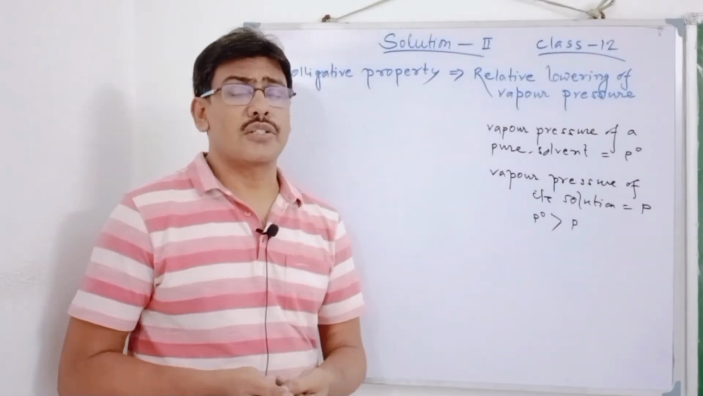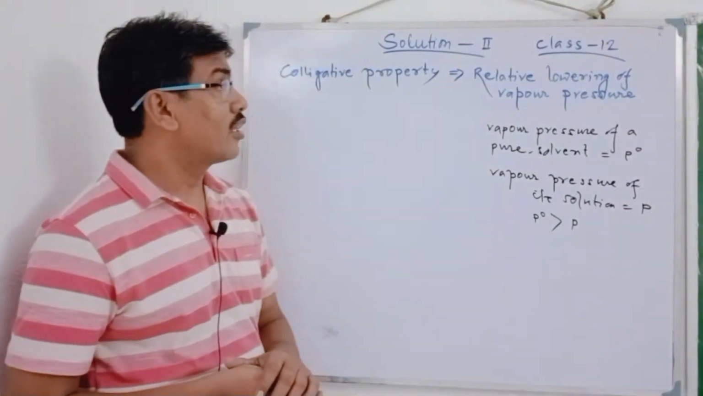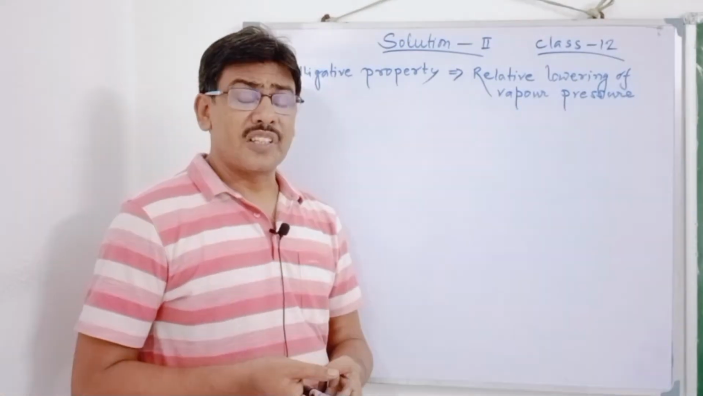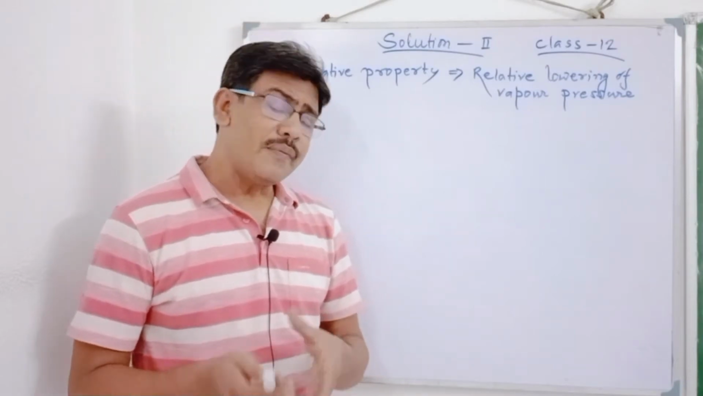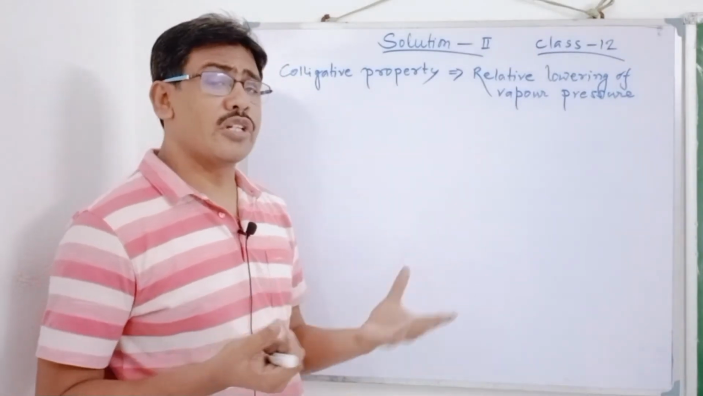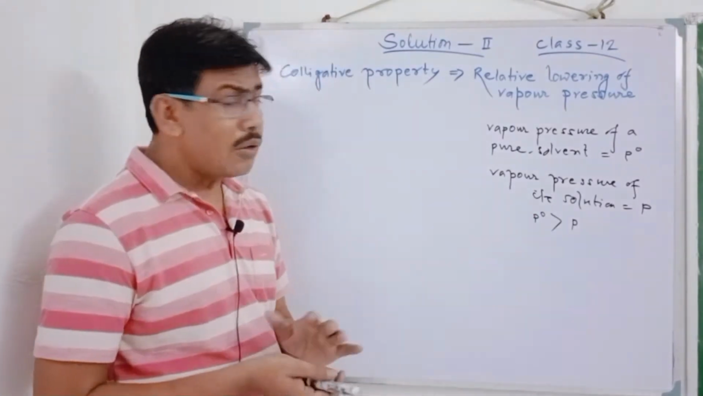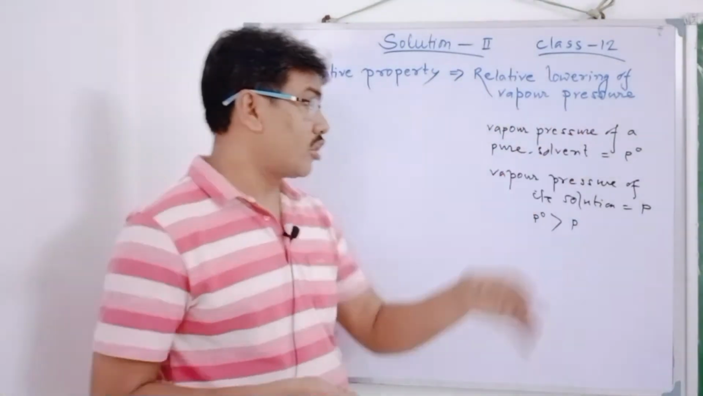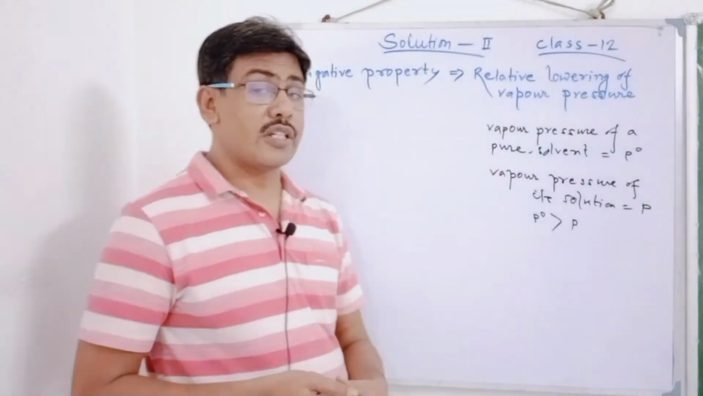Now I have to discuss the first colligative property, that is the relative lowering of vapor pressure. The vapor pressure of a pure solvent at a certain temperature is higher than that of its solution. If a solute is dissolved in a pure solvent, then the vapor pressure of the solution is decreased. It has been discussed in the earlier class. Now if we assume the vapor pressure of a pure solvent is P0 and the vapor pressure of its solution is P, where P0 is greater than P.